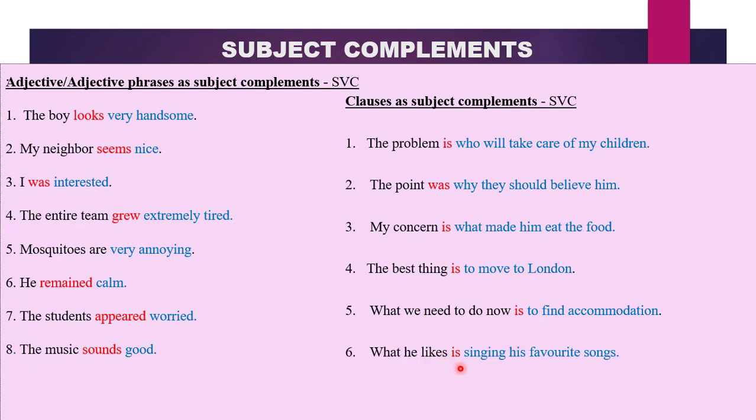What he likes is singing his favorite songs. Singing his favorite songs is what he likes. Therefore, the whole of this participial clause is functioning as our subject complement.